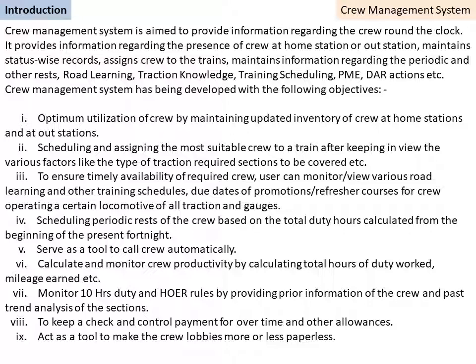The crew management system has been developed with the following objectives: optimal utilization of crew by maintaining an updated inventory of crew at home stations and outstations, and scheduling and assigning the most suitable crew to a train after keeping in view various factors like the type of traction required, the sections to be covered, etc. The traction, diesel or AC, will be fed in the biodata. According to that, it will be bifurcated while booking the crew.